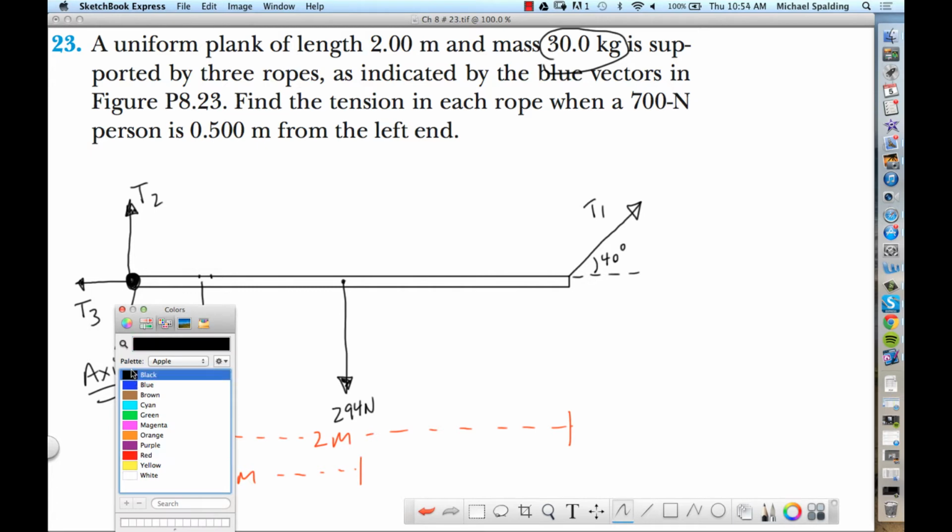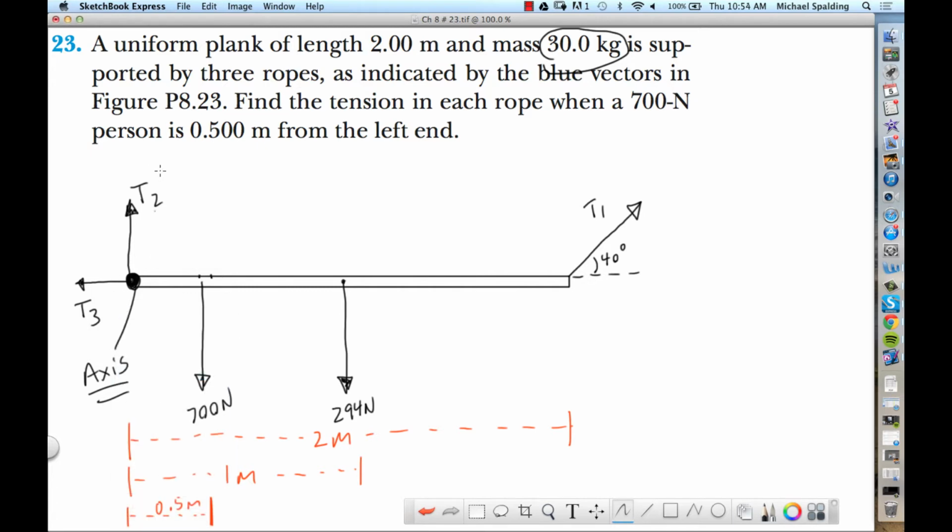Go back to black. We have 3 unknowns. T1 is a question mark. T2 is a question mark. T3 is a question mark. If you have 3 unknowns, you need to have 3 equations. So how are we going to get 3 equations? I'm going to make some room here.